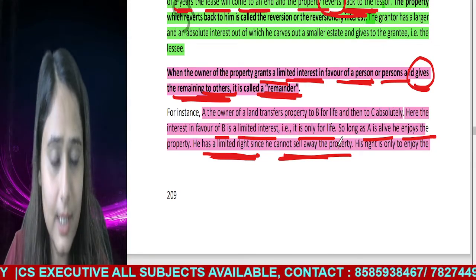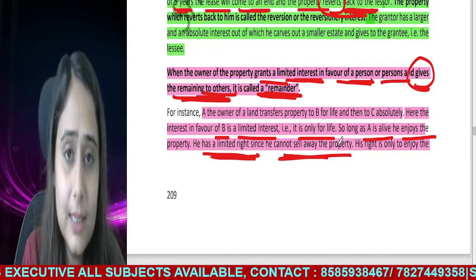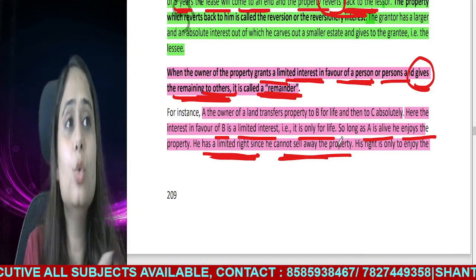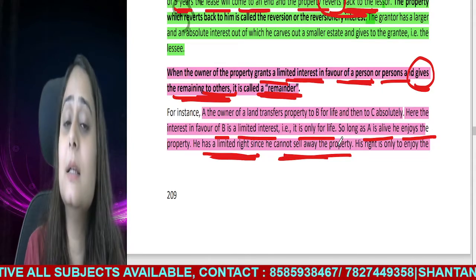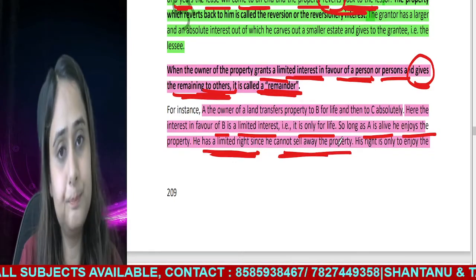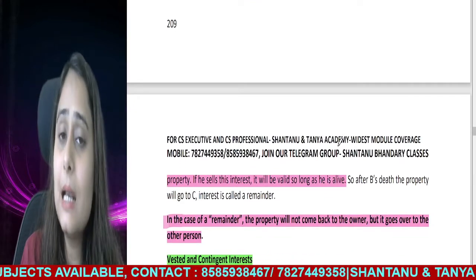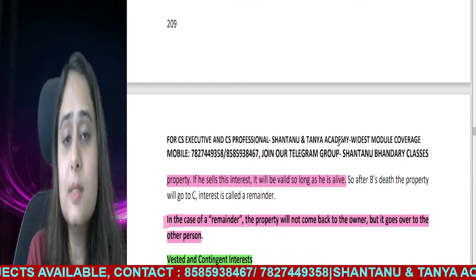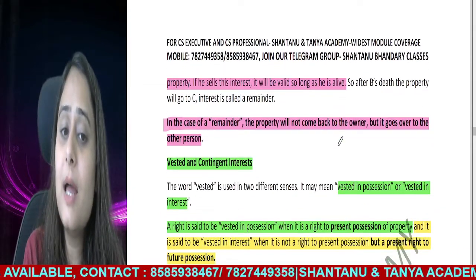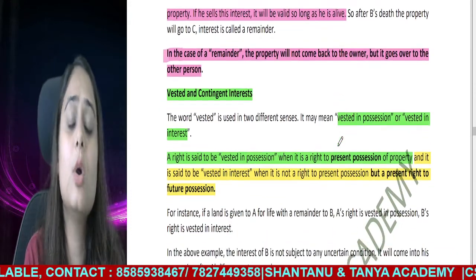He gets the right whether to keep that property with him or whether to sell it out. But the B only gets the property to enjoy that particular property, and he does not have the right to sell or transfer it, right? He has just got the property to enjoy it over till the life of A. So remainder is it does not come back to the owner, and the ultimate transferee enjoys the absolute interest over the property. So after B's death, the property will go to C. Interest is called the remainder.